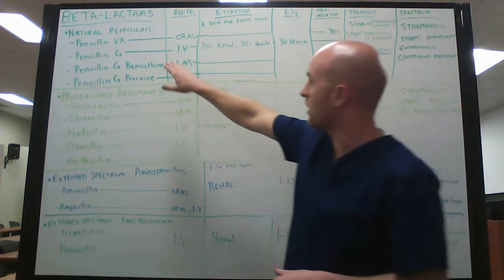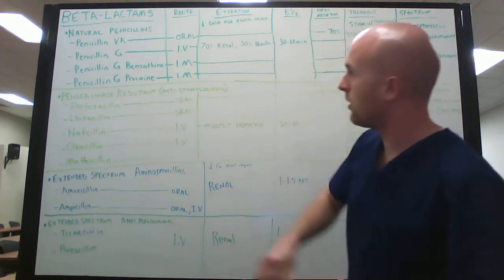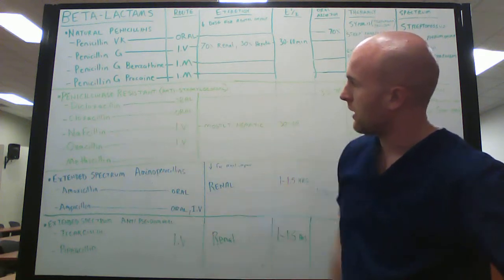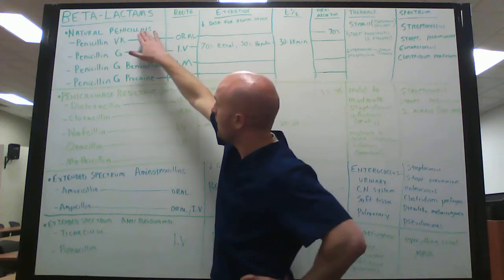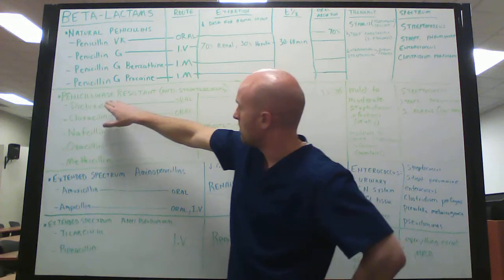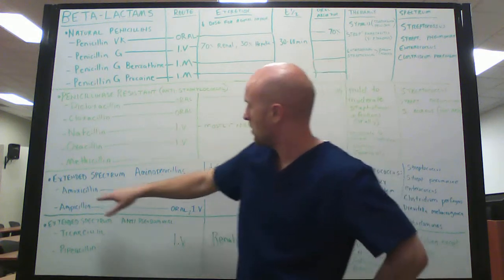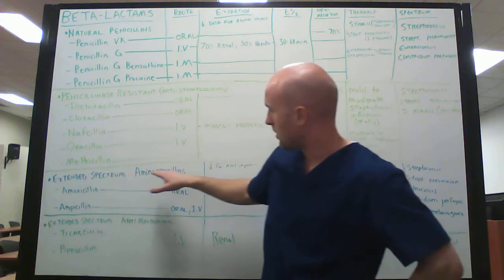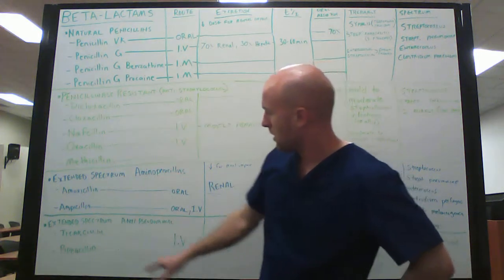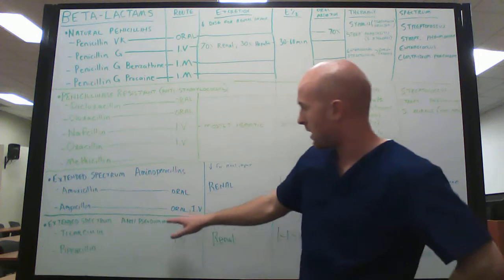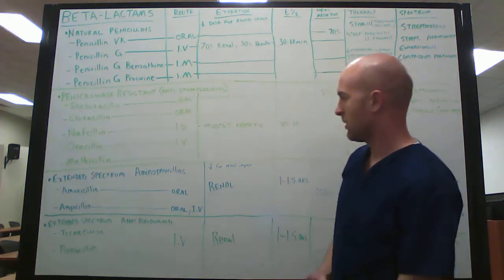So starting out here, beta-lactams, there are 4 general categories of beta-lactams. There are the natural penicillins. There is the penicillin-resistant anti-staphylococcal penicillins. There's the extended spectrum amino penicillins, and then there's the extended spectrum anti-pseudomonal penicillins.